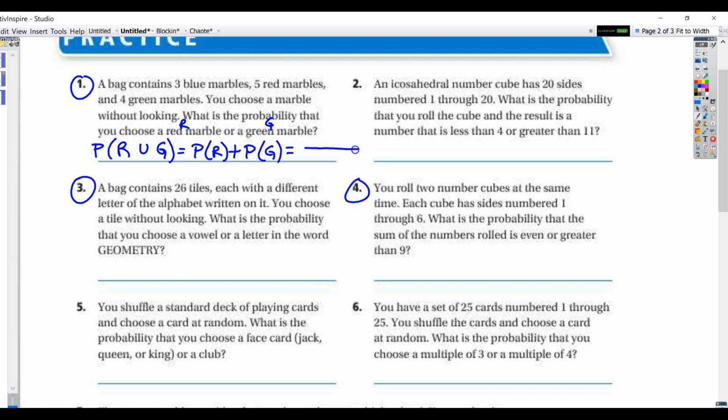So, what is the probability of red? 5. So, there's 5 reds. How many greens? 4. How many total? 12. Okay, so it's just going to be 9 over 12, and you just simplify that down. So that's number 1.